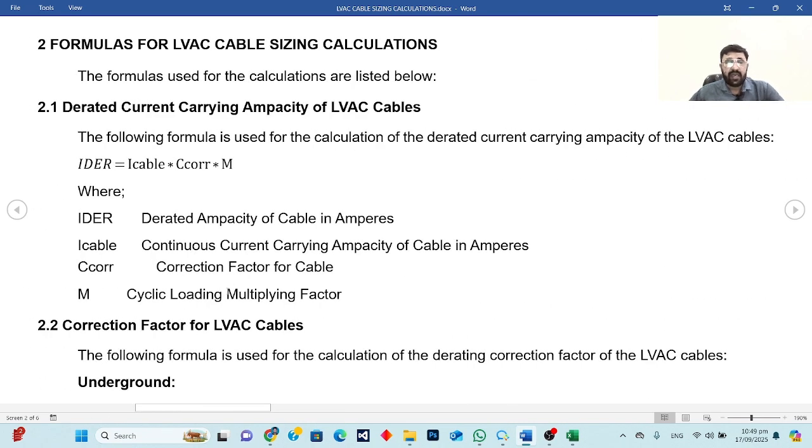So when we multiply the derating and get the derated ampacity, we check whether the derated ampacity is higher than the load current or the full load current of the inverter, or it is low. If it is higher, we select this cable size. If it is low, then we move to the next cable size.